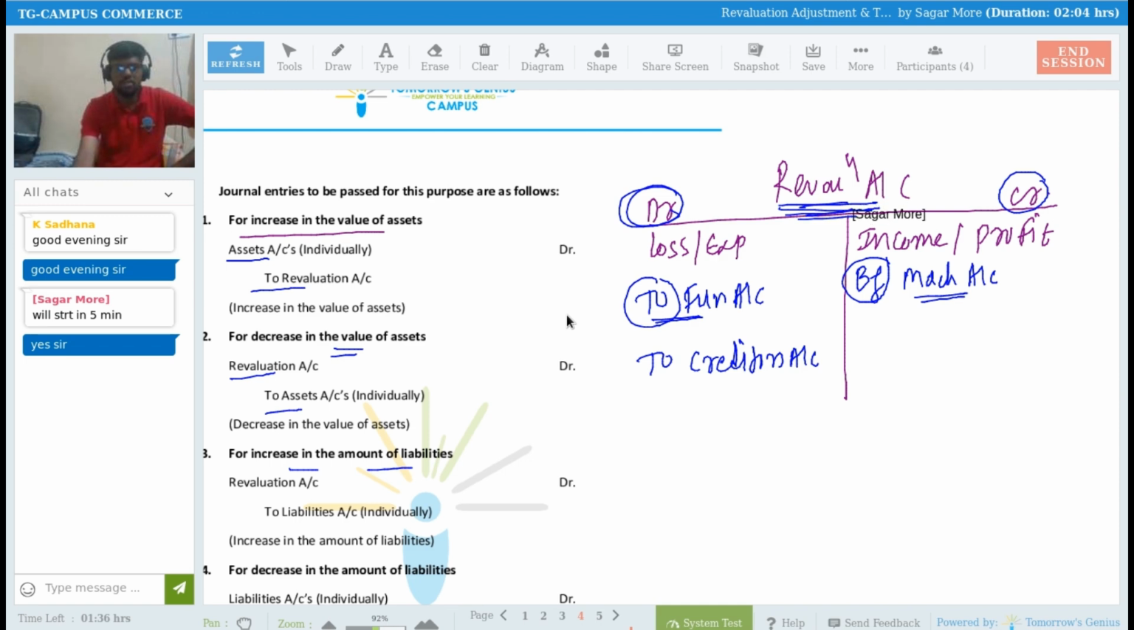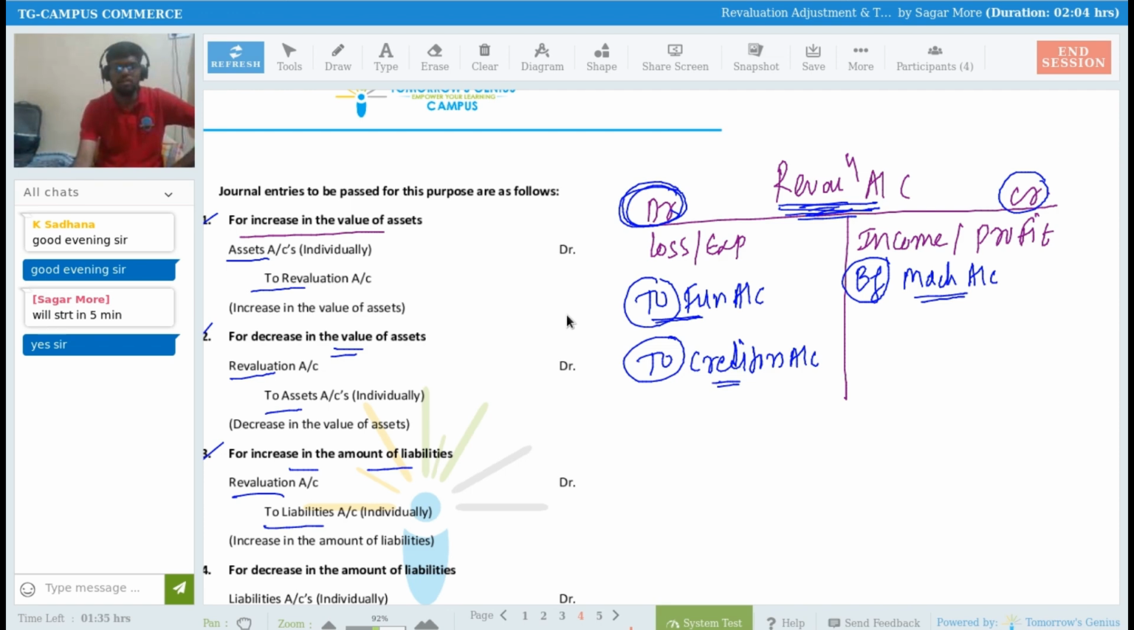So which account have I debited? Sir, I have recorded on the debit side of the revaluation account. So my journal entry will be revaluation account debit to that liability name. In my case, it's creditors. So to creditors, that is, credit to creditors account. Simple. So if a liability decreases, I will be writing on the credit side.